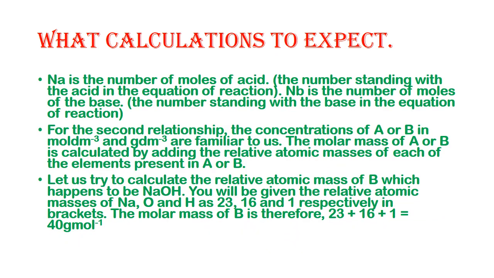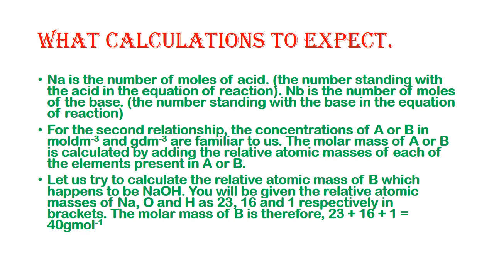Now, if you go to the other part, I know you must have written the two relationships down, if you have your book and your pen. If you go to the other side of the equation of the first relationship, you find that we have NA over NB. NA is the number of moles of acid, the number standing with the acid in your equation of reaction, because they always give you the equation of reaction. In your equation of reaction, you just look at the number standing with the acid; that will be your NA. While NB is the number of moles of the base, the number standing with the base in the equation of reaction.